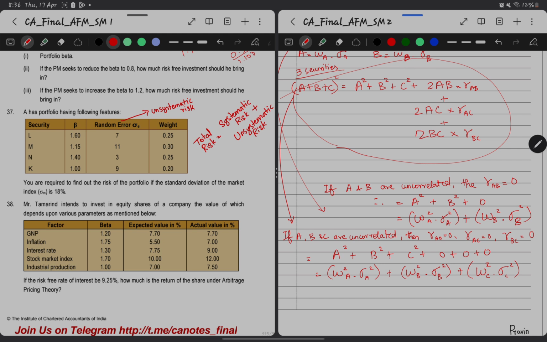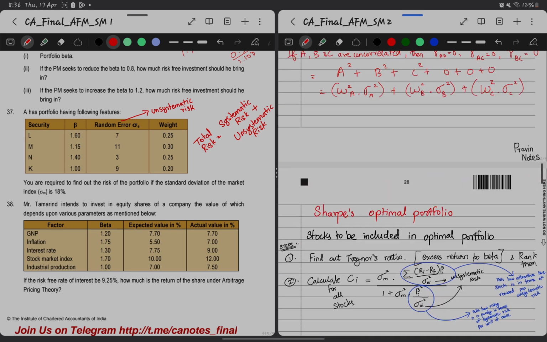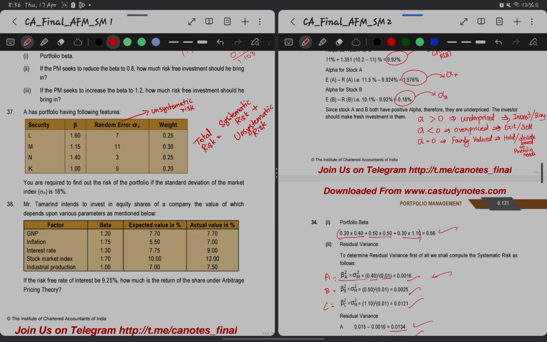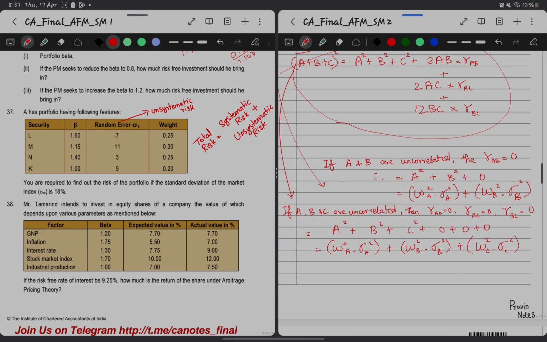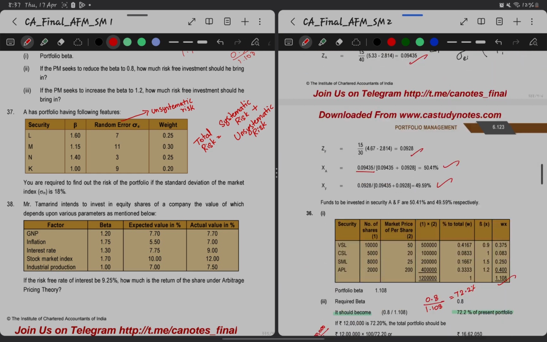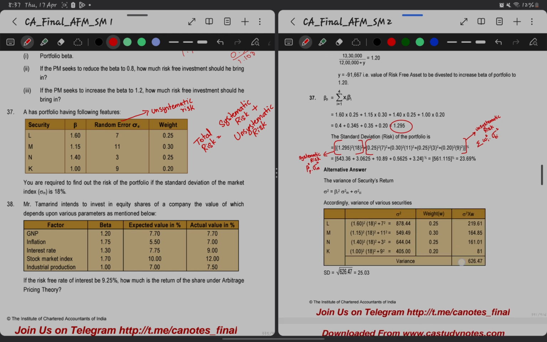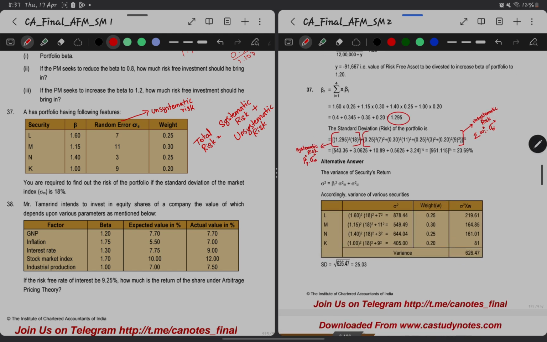Hence the formula of a square plus b square stands valid. So watch this video for a detailed understanding; it will give a better idea. It is problem 34, practical question 34. This portion will give an idea. Okay, now coming back here, this is question 37. We have to use this formula and we'll get the standard deviation as 23.69.